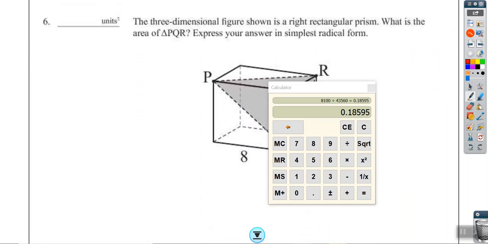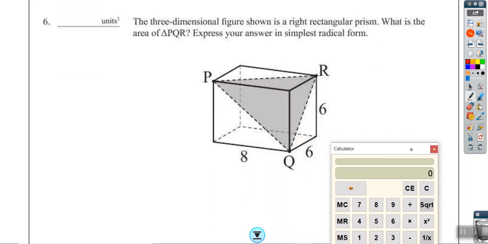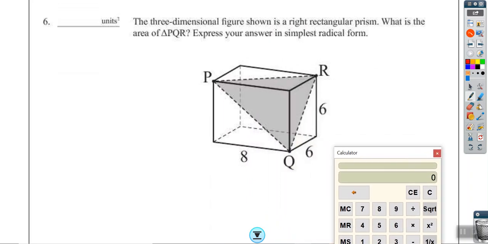All right, this is the first real interesting problem we've had in a bit. We have a three-dimensional figure shown. It is a right triangular prism. What is the area of triangle PQR? Express your answer in simplest radical form. That's right, we're doing that in class, isn't it?